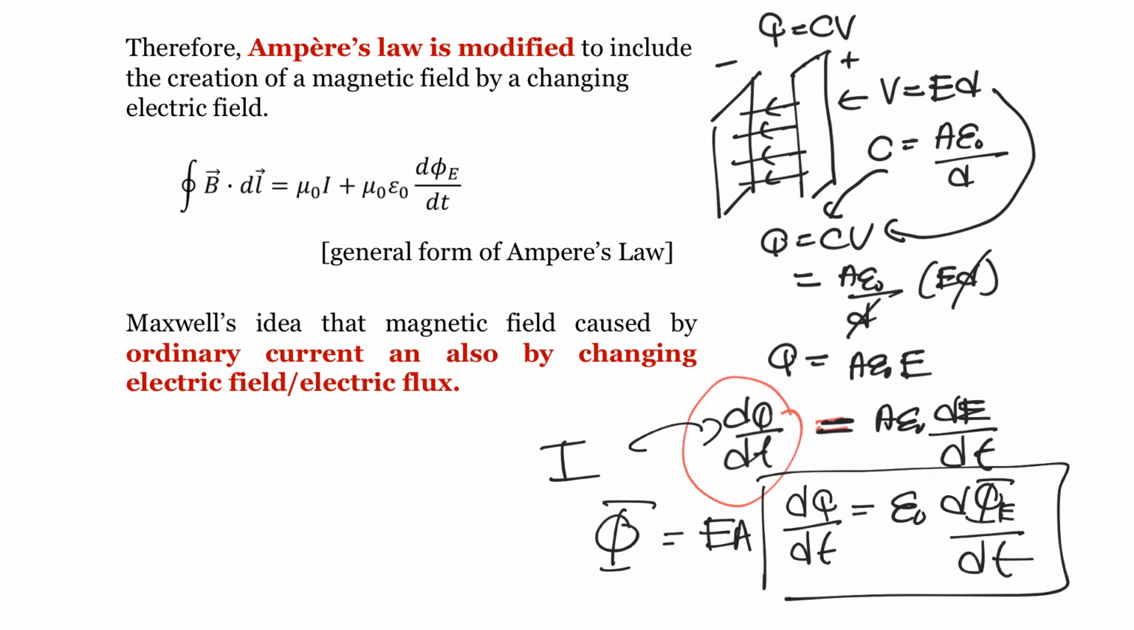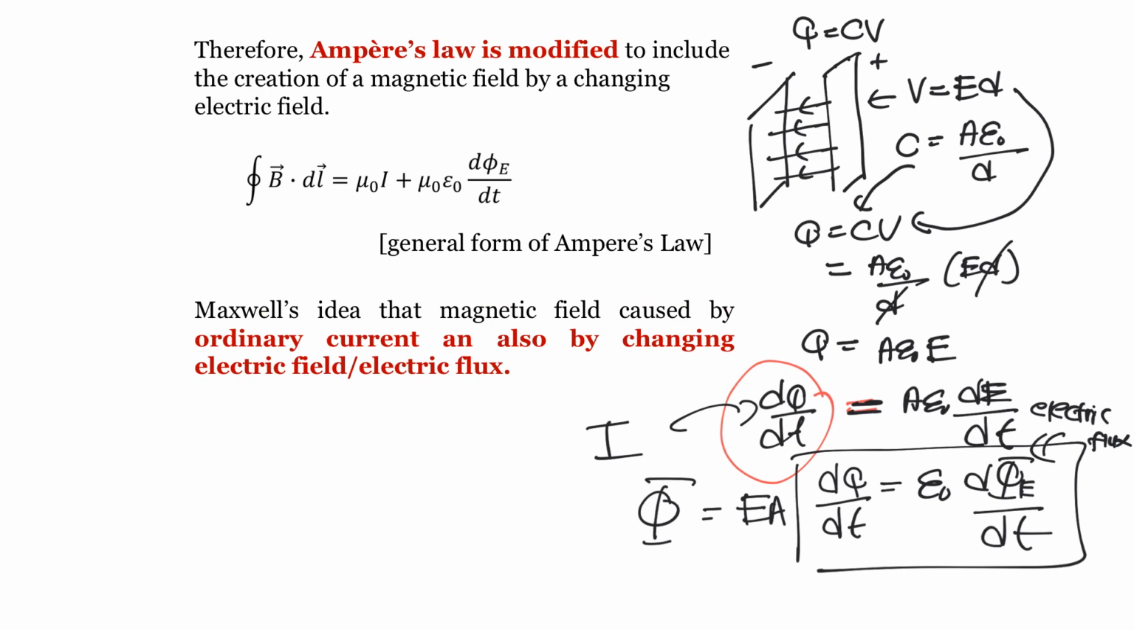Here we call it the electric flux passing through the closed path. Here we are going to put dq over dt, which is basically a current, which, like I mentioned before, if you have current flowing inside the wire, you are going to produce a magnetic field. So the change of electric field, or change of electric flux, also produces a magnetic field.